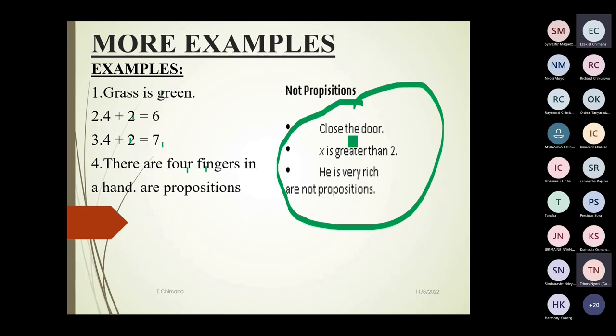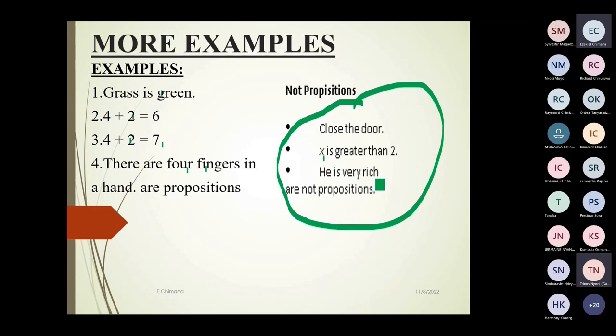While if we say close the door, what will be its truth value? No, we cannot state it as something which is true or false. x is greater than 2. We do not know the value of x, so we cannot say x is greater than 2. We do not have its truth value. Is it true or false? We do not know the value of x, unless you are given the actual value here, not a variable.